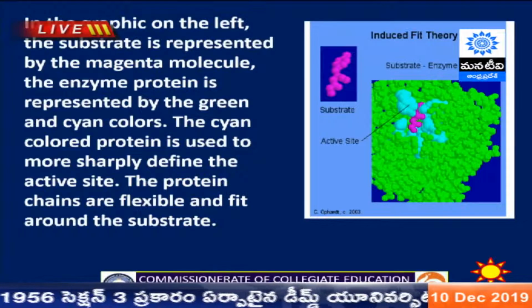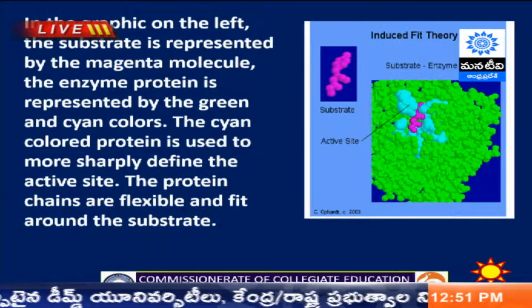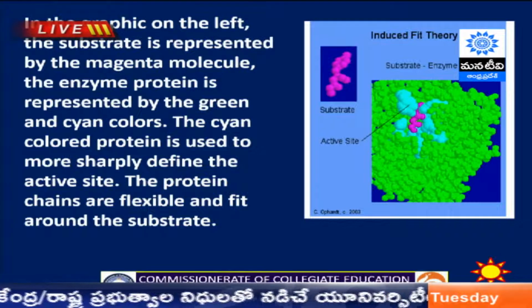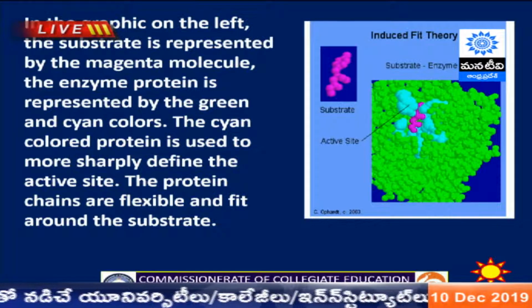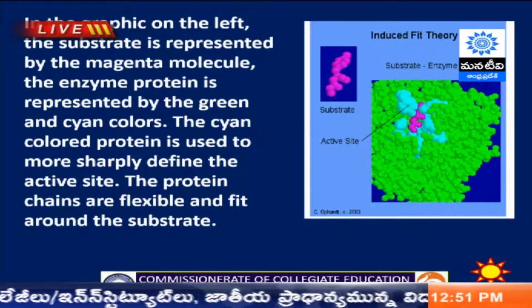So this pink color is fitting in between the cyan and green colored structures because of the flexible structure of the protein. That's why in induced fit theory, the enzyme changes according to the substrate. So the conformational changes are brought about by the substrate, not by the enzyme. Whereas in the lock and key model, the active sites are rigid, non-flexible structures. In the induced fit model, the structures are not rigid and they are very flexible to bind the enzyme and the substrate to form the enzyme substrate complex.